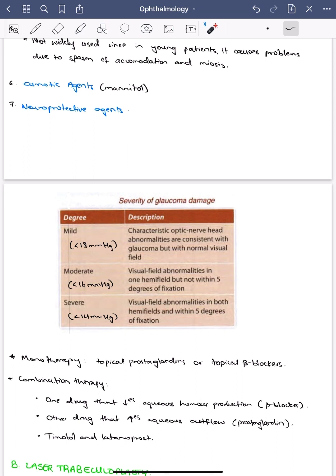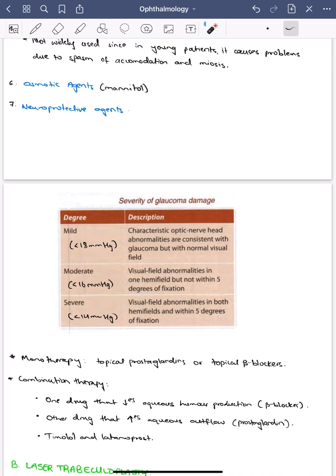Okay, so the difference between moderate and severe is that in moderate, visual field abnormalities are seen in only one hemifield, but not within 5 degrees of fixation, whereas in severe they are seen in both hemifields and within 5 degrees of fixation. So this is the grading of severity of glaucoma. We have mild, moderate, and severe.